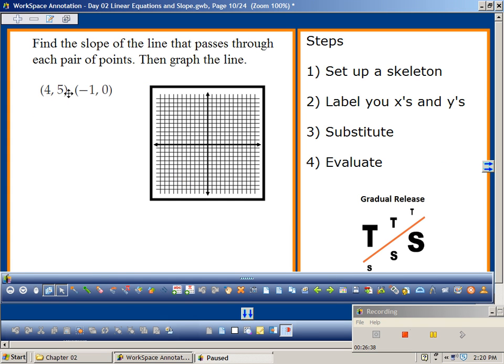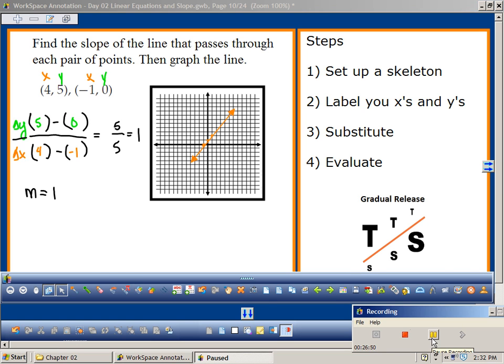Now you guys do one. Find the slope and then challenge yourself. Cover up one of the points and just graph it using one point and your slope. Make sense? Okay, so here's my completed example. Did you get a slope of 1? Does your graph look like mine? Good. Any questions on that one?